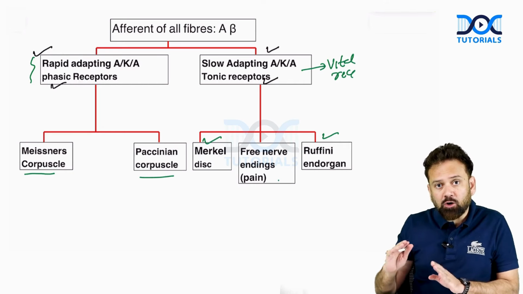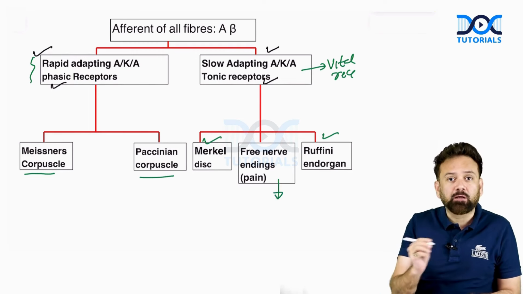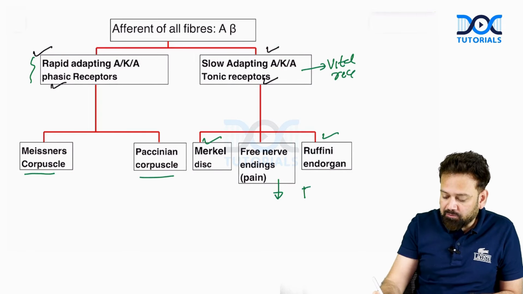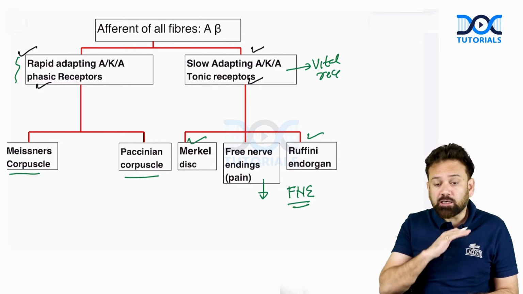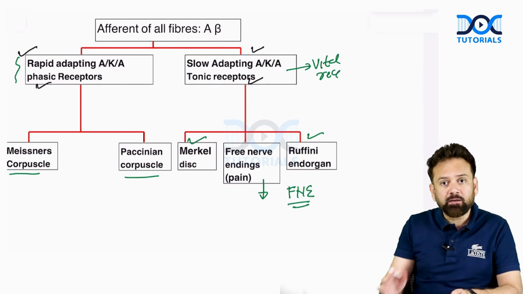Slow adapting receptors are also called tonic receptors. For pain we don't have a receptor; we have naked wires, and those naked wires are called free nerve endings. So the free nerve ending is a vital receptor, it is a tonic receptor, it is a slow adapting receptor, just like Merkel and Ruffini.